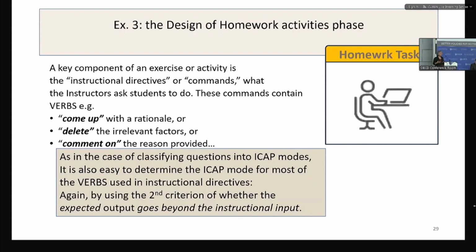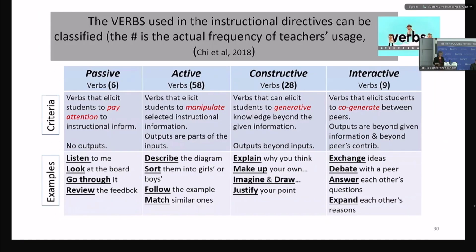Again, as in the case of classifying questions, we can use the ICAP modes to classify these verbs, and that's relatively easy as well. By using the second criterion, whether the expected outcome goes beyond the instructional material or not, you can classify a verb as either active or constructive, and there's an example on your worksheet. So here are some examples we can show right now.